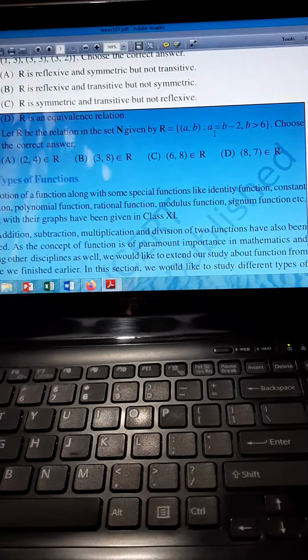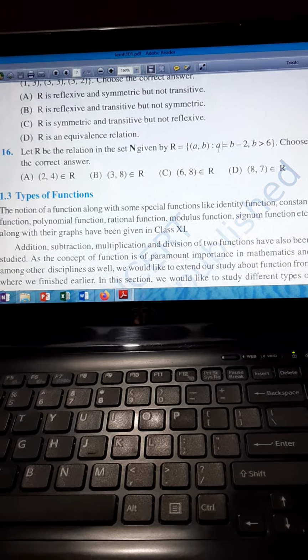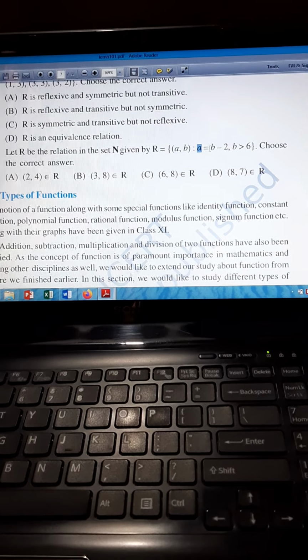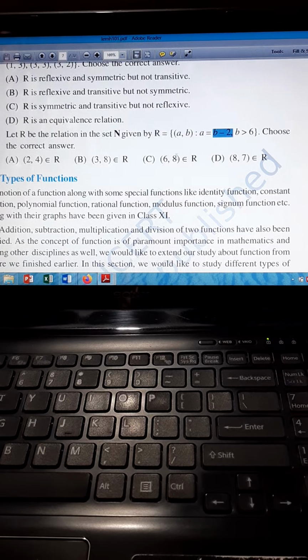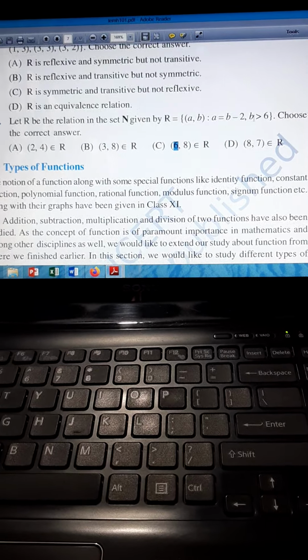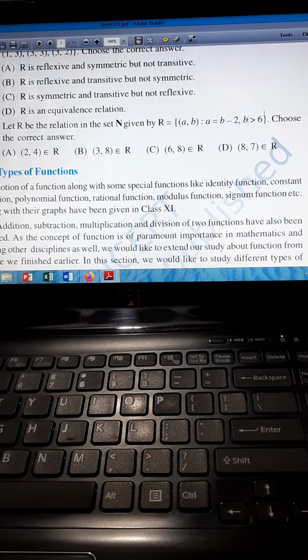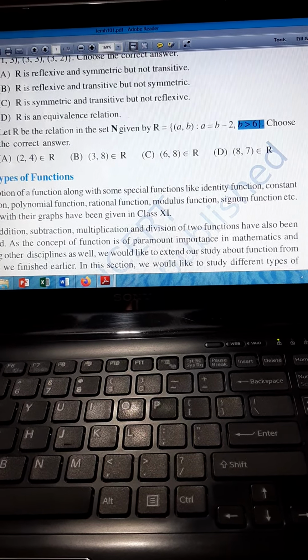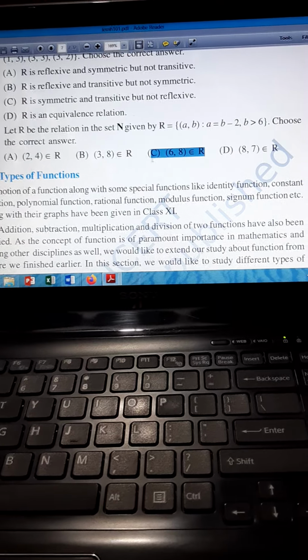Right? Why? Again look at this here, first number should be second number minus 2. So 8 minus 2, which is 6. And second number, remember, it should be more than 6. So you cannot take these as a correct answer. So C is correct answer.